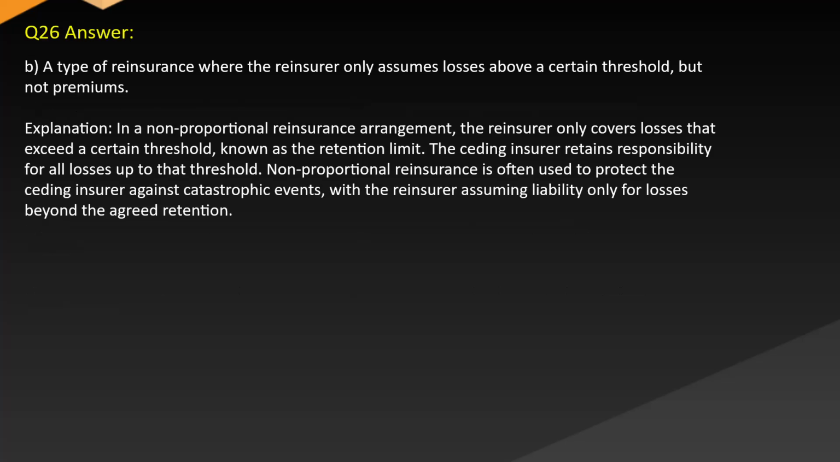Answer: B. A type of reinsurance where the reinsurer only assumes losses above a certain threshold but not premiums. Explanation: in a non-proportional reinsurance arrangement, the reinsurer only covers losses that exceed a certain threshold known as the retention limit. The ceding insurer retains responsibility for all losses up to that threshold. Non-proportional reinsurance is often used to protect the ceding insurer against catastrophic events, with the reinsurer assuming liability only for losses beyond the agreed retention.